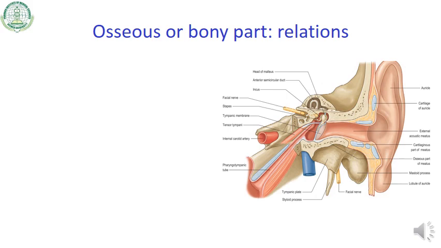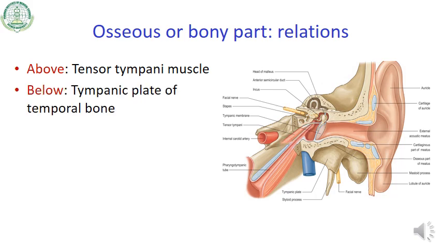The relations of the bony part are: above, you can see this is the upper or the superior relation. So there is a canal for the tensor tympani in which a tensor tympani muscle is lying. So above that is the tensor tympani muscle.